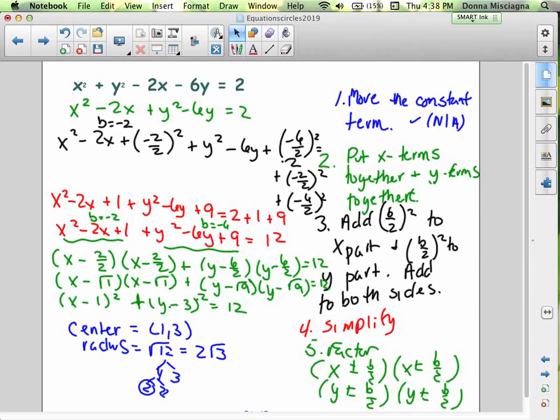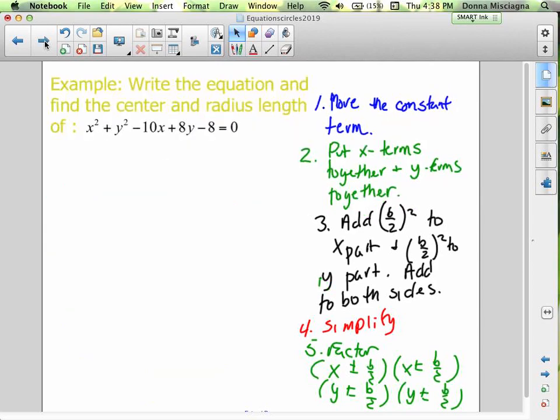All right. So let's try another one. I think there's like 6 of them. They're all kind of the same steps. All right, so here we want to write the equation and find the center and radius of x squared plus y squared minus 10x plus 8y minus 8 equals 0.